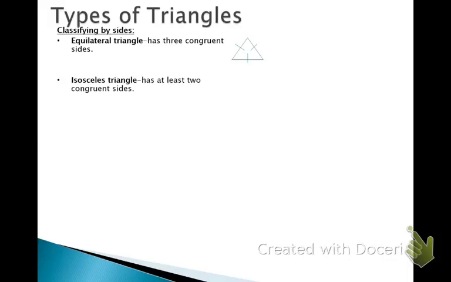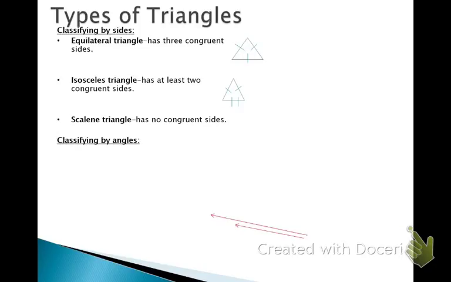Isosceles triangle. An isosceles triangle has at least 2 congruent sides. You can see in this shape, these 2 sides are congruent. The third side is different. It's isosceles. All equilateral triangles are isosceles triangles. They just have an additional congruent side, but you just need 2 for an isosceles triangle. Then if none of the sides are the same, we call it a scalene triangle. No congruent sides in a scalene triangle.